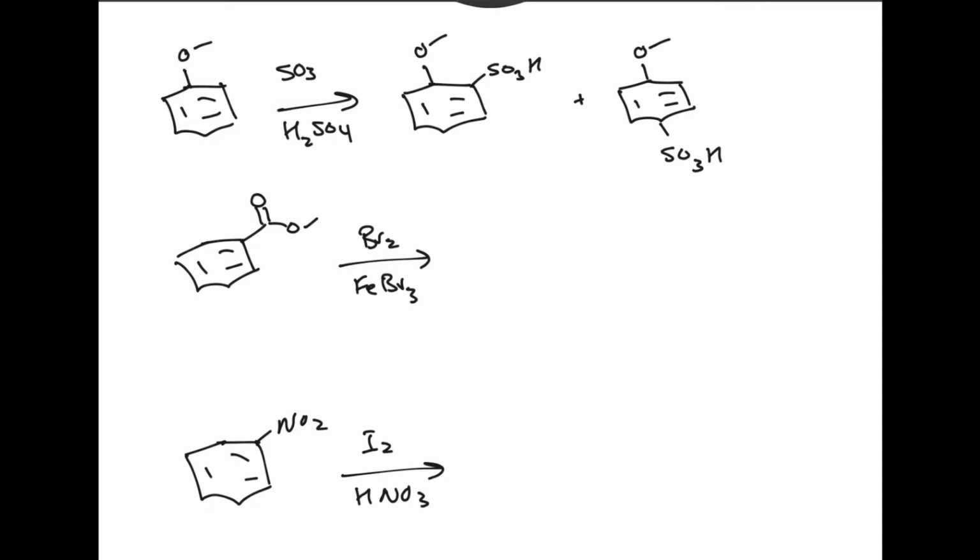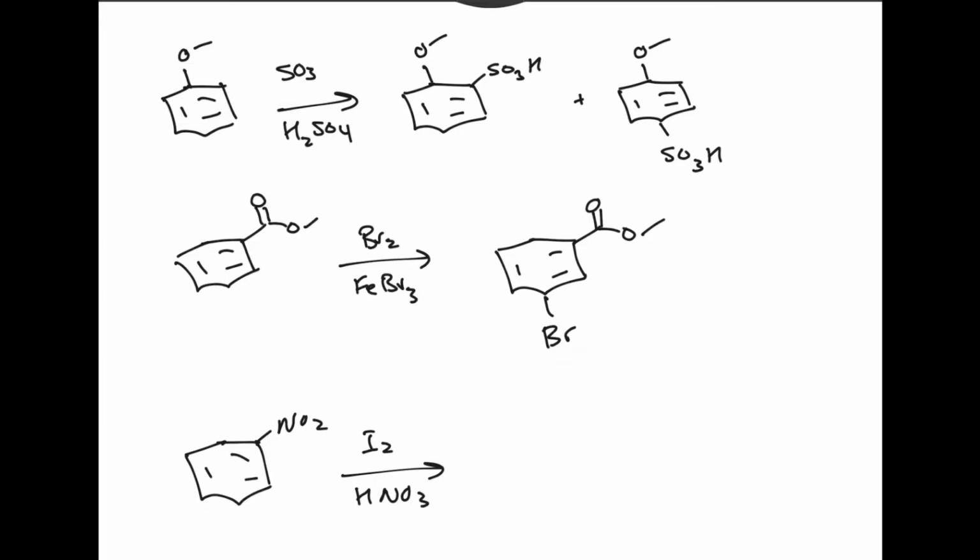So for the next one, Br2 FeBr3 adds bromine. And then the ester is ortho para or meta directing? Meta. So we're going to add a bromine, and we're going to put it meta to the ester.